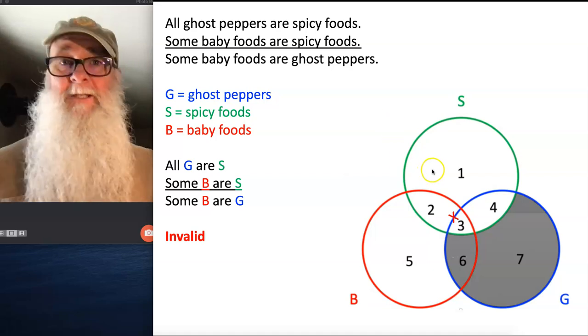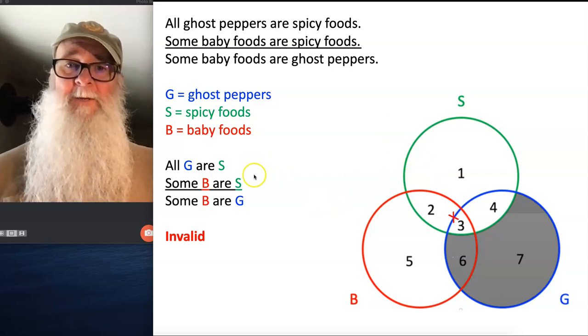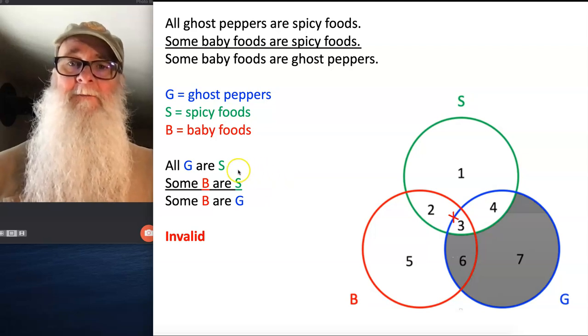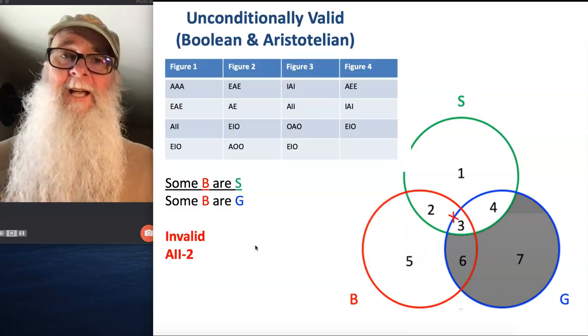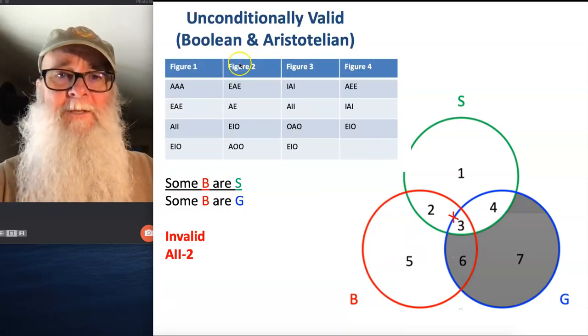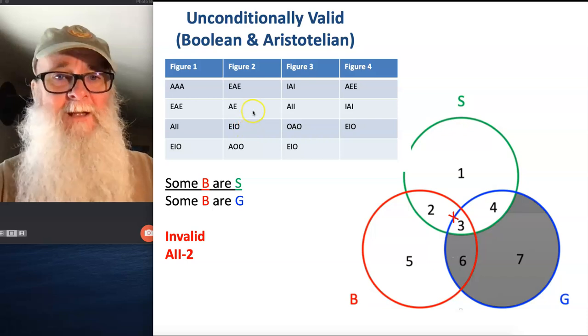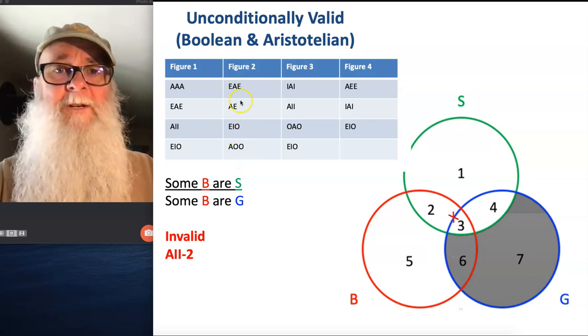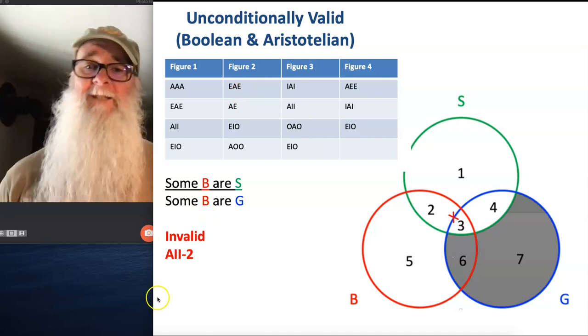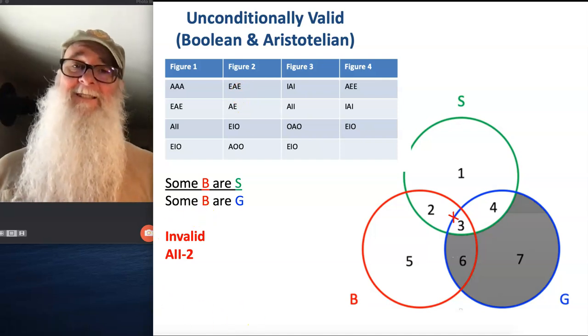And we can verify this by checking this form of argument in our inventory of forms. This is an AII in figure 2. And when we look at our unconditionally valid forms under figure 2, AII does not show up as a valid mood, as a valid form of argument in figure 2. That tells us that this is definitely an invalid argument.